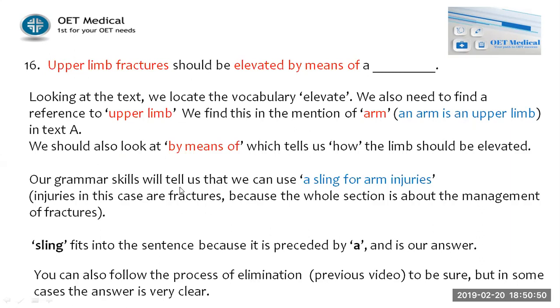Our grammar skills will tell us that we can use a sling for arm injuries. Arm, we have. How? By using a sling, by means of a sling. Injuries in this case are fractures, because remember, paraphrasing, synonyms. There'll be a lot of synonyms in it. They won't just give you the word that you need. You have to look for the word, and you have to understand synonyms and paraphrasing.